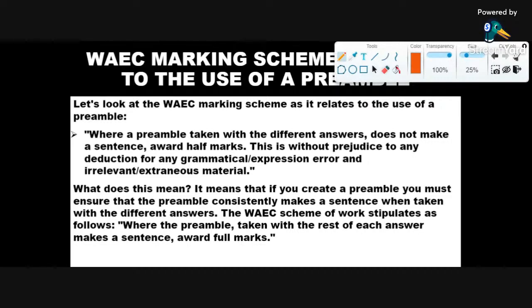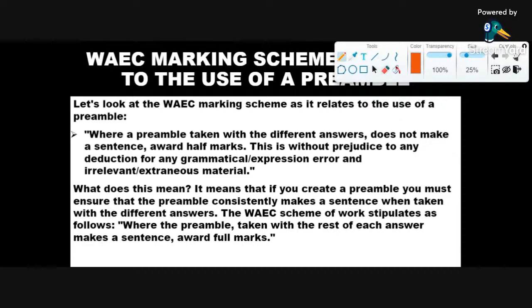which is your answers being presented in sentences. That is the main thing that WAEC is interested in. So where you create a preamble and you present your answers in sentences, this issue doesn't arise. So let's look at what is stated in the WAEC marking scheme.